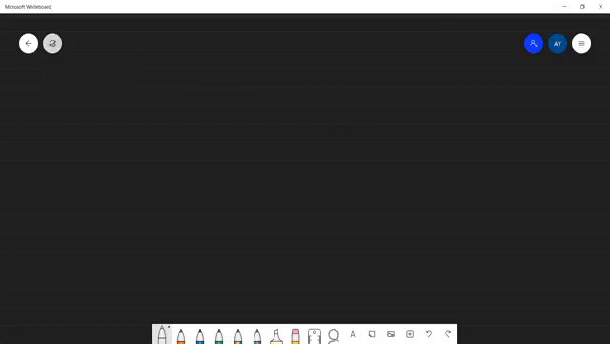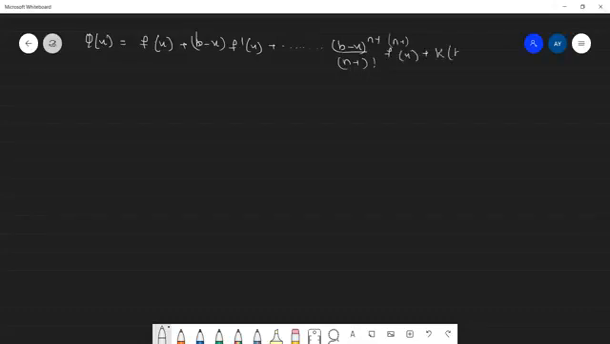What is equation 1? Phi of x is equal to f of x plus (b minus x) into f dash of x, plus so on up to (b minus x) whole power n minus 1 by n minus 1 factorial into f power n minus 1 of x, plus we have k term, that is k into (b minus x) power p. This was equation 1. So we have to differentiate equation 1 with respect to x.